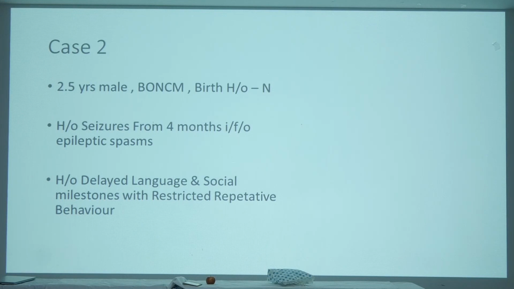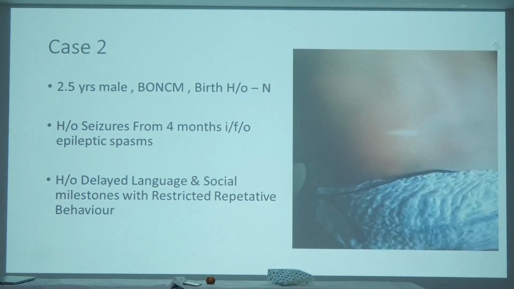So the birth history is normal, the child has refractory epilepsy, global developmental delay, autistic features, and you are not getting the diagnosis. So at 2.5 years when he comes to the OPD, we totally undress the child and we can count hypomelanotic patches on the back. There are also ash-leaf macules on the patch. So we know what the diagnosis is.